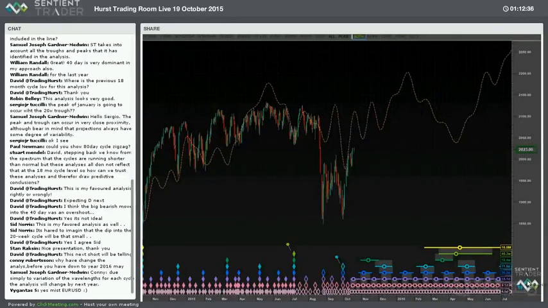Stuart says, stepping back, we know from the spectrum the cycles are running shorter than normal, but these analyses all do not reflect that at the 18-month cycle. How can we trust these analyses and therefore draw predictive conclusions? I think, Stuart, that's a really interesting question. Let me just switch this window back again so I can see. There we go. Okay.